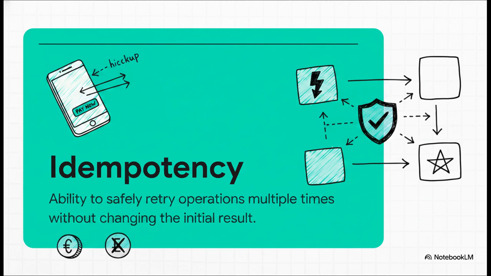Think of the classic Uber double charge scenario, right? A user taps Pay Now, their cell network hiccups, the request times out, and they frantically tap Pay Now again. Without idempotency, they get charged twice, and at scale, this happens thousands of times a day. Idempotency simply ensures that no matter how many times that duplicate message hits your consumer, the end result does not change beyond that very first application.